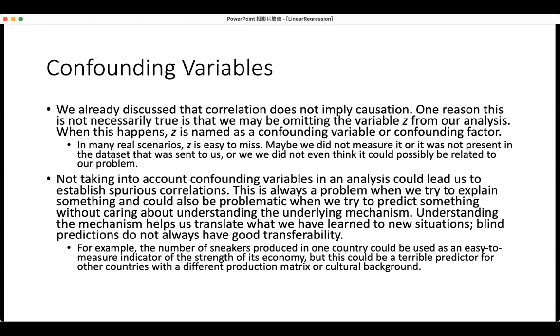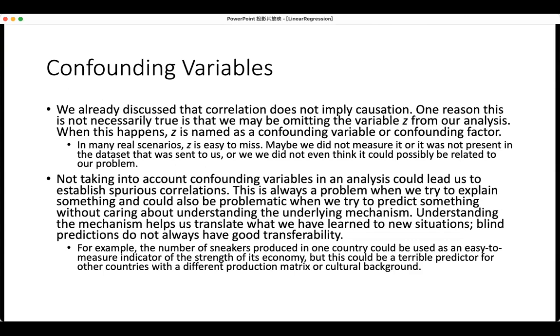So we already discussed that correlation does not imply causation. One reason this is not necessarily true is that we may be omitting the variable z from our analysis. That's exactly what we just talked about. When this happens, z is called a confounding variable or confounding vector.